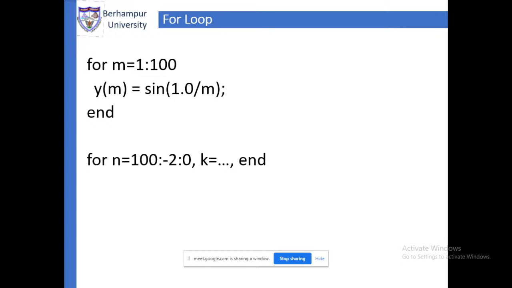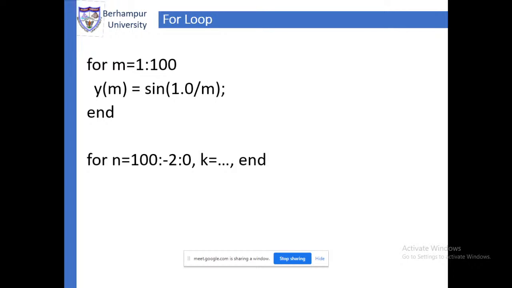So 100 colon 0 will not be acceptable, because if you give only a colon there, then as in the previous case, 1 colon 100 means it will be incremented by 1. That is the default. If you give 100 colon 0, it would increment by 1 and go 101, 102, 103, etc., so you can never reach 0. Therefore you have to give 100 colon minus 2 colon 0. The moment there are three things there, it understands that it has to follow this increment or decrement. The middle one is the increment or decrement.